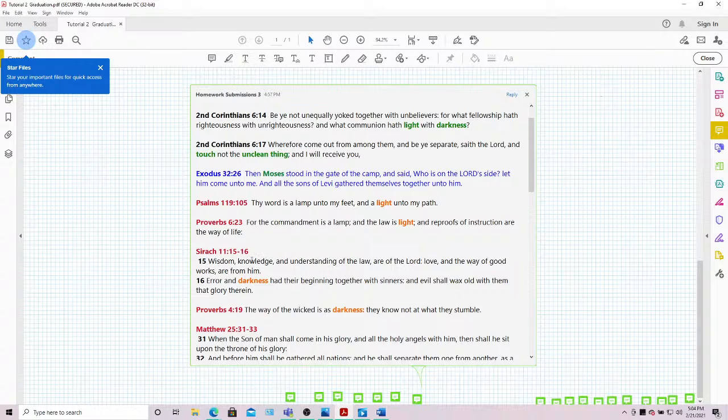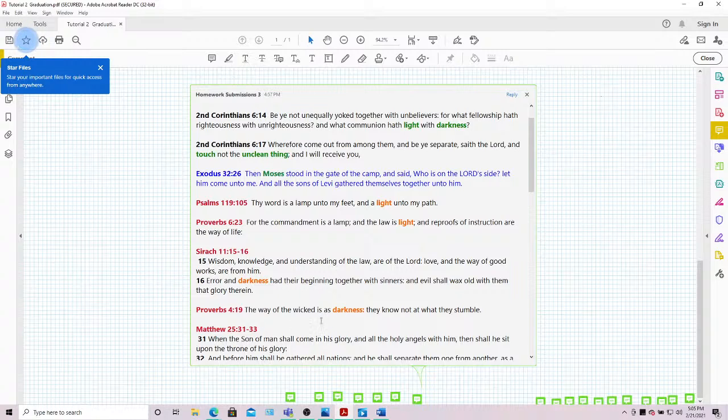Then we have Sirach chapter 11, verses 15 and 16. Wisdom, knowledge, and understanding of the law are of the Lord. Love and the way of good works are from him. And then we have the twist right here. Error and darkness had their beginning together with sinners, and evil shall wax old with them that glory therein. So the way of wickedness, on the contrary, that's what your darkness is. And we have more. Proverbs chapter 4, verse 19. The way of the wicked is as darkness. So that's your darkness.